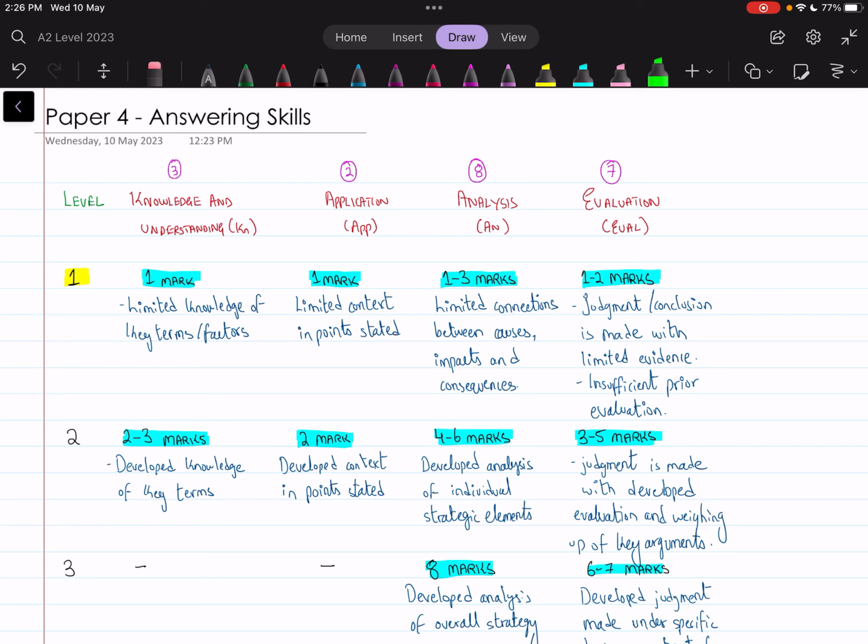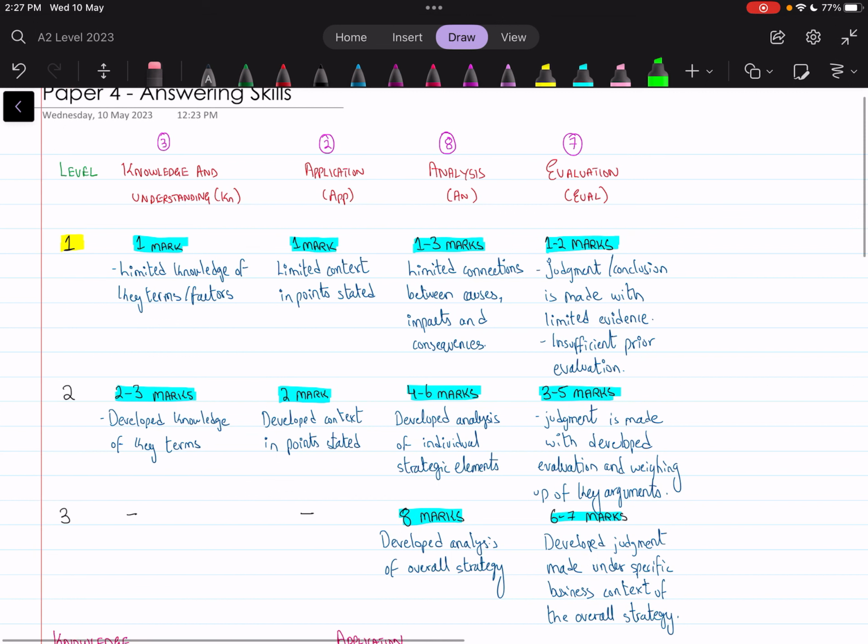The answering skills that are relevant for paper 4. I have already covered in great detail how you can do analysis and evaluation in your answers. So in this video, I'm just going to talk about the relevance of these skills with respect to your paper 4. So, this is the marking criteria, or the marking table, as you can see.